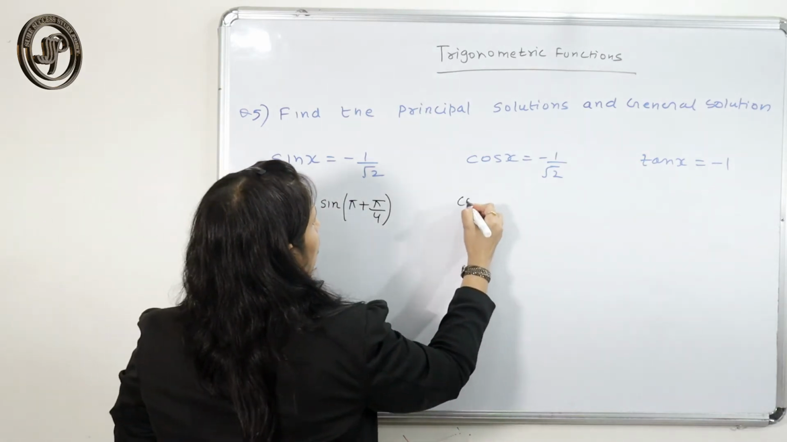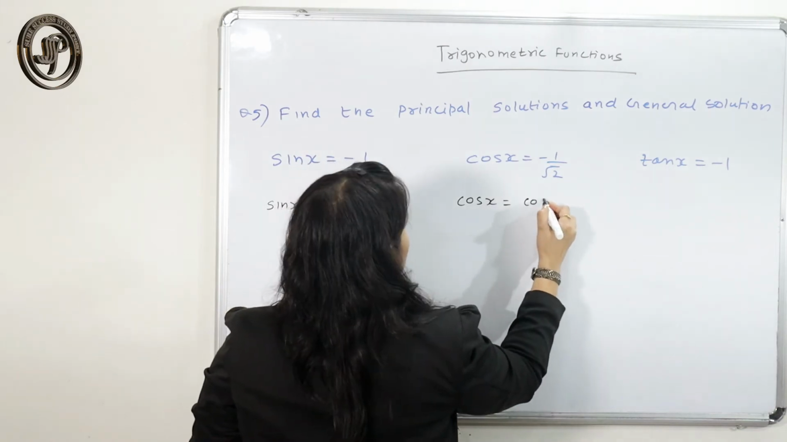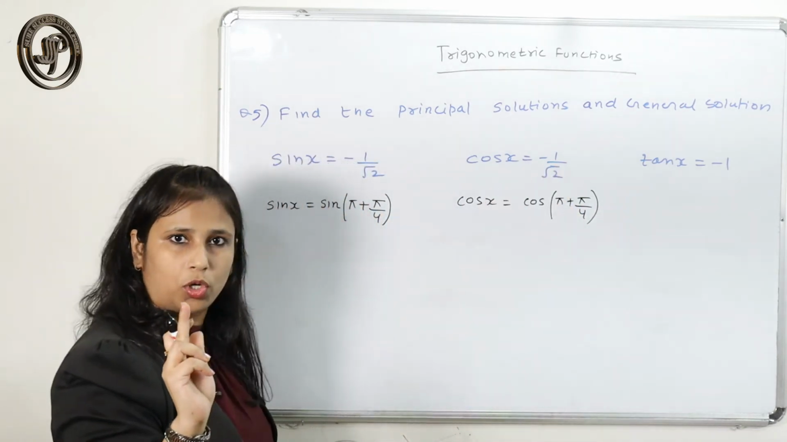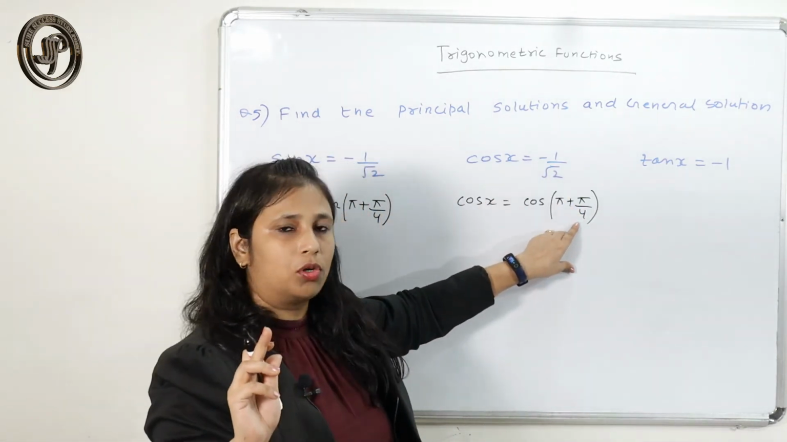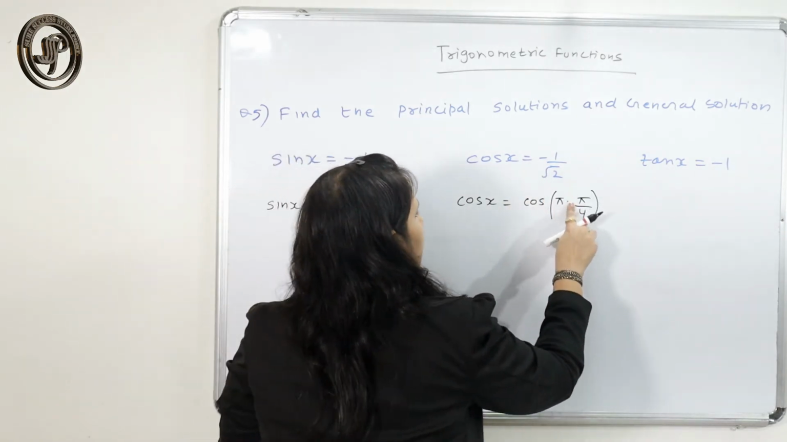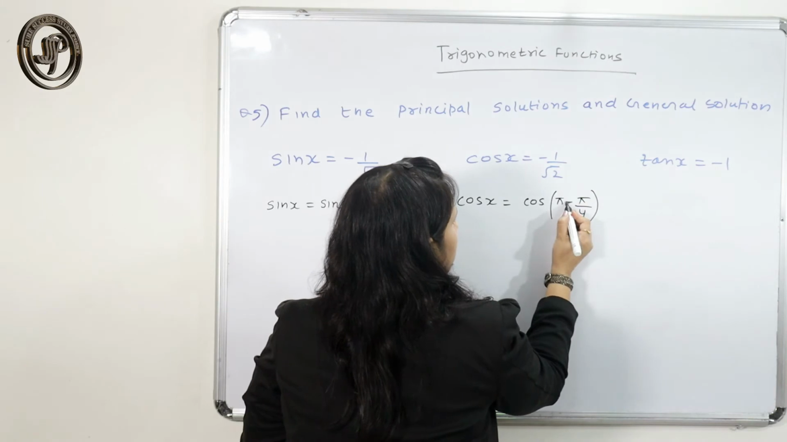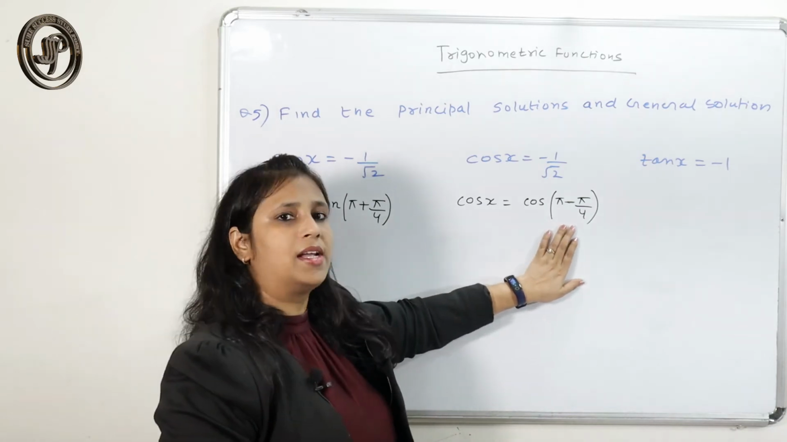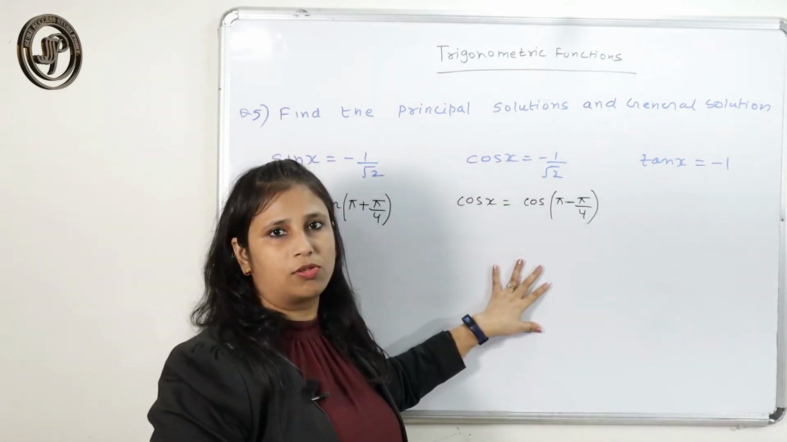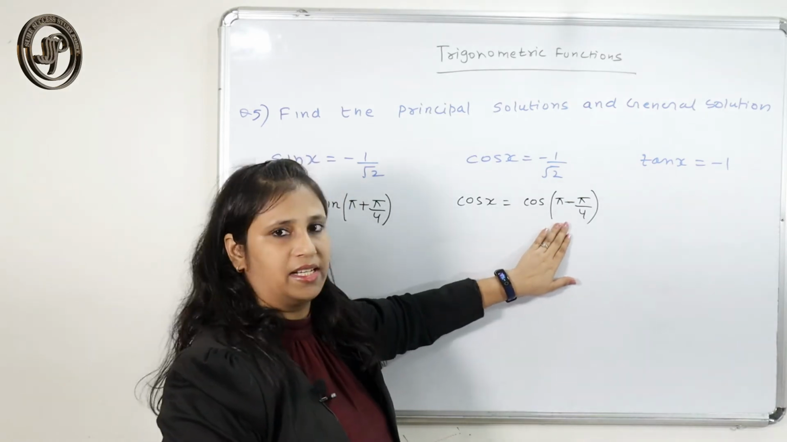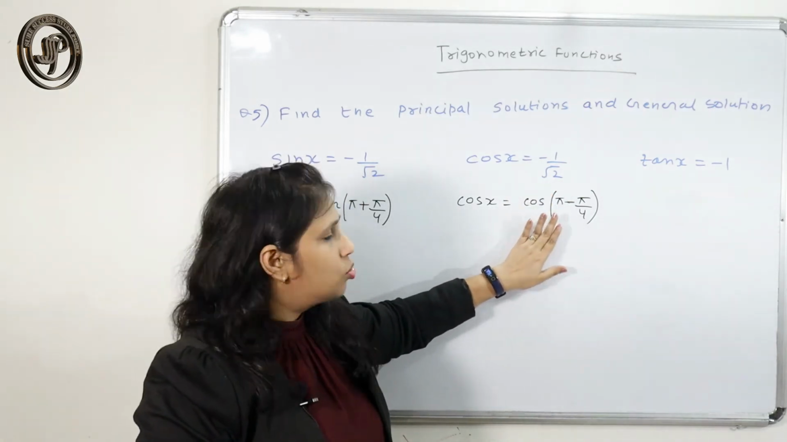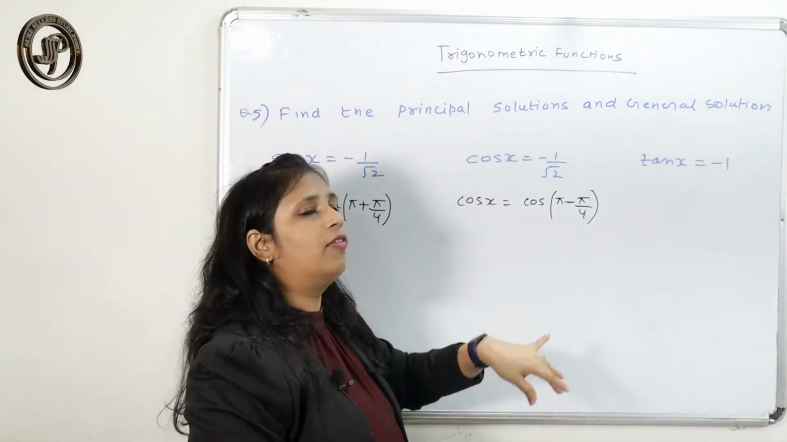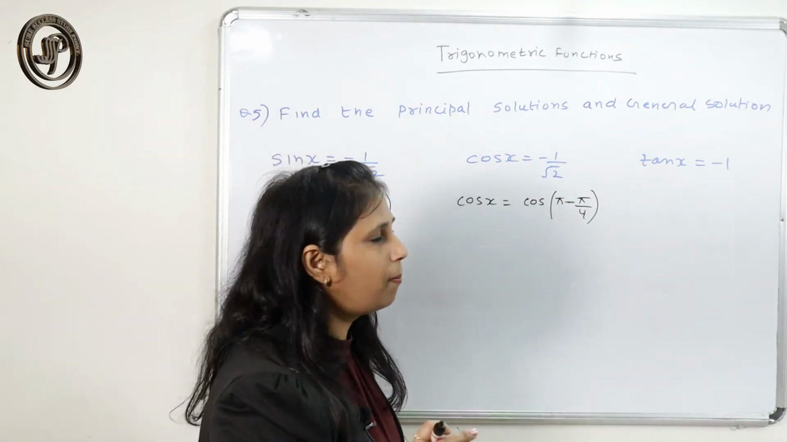If it is cos, here I will take pi plus pi by 4. At pi by 4, cos is 1 by root 2. But I can even take pi minus. I can take both, but you should prefer pi minus. If you take pi minus, cos will be negative. With pi plus also cos will be negative, but we just take pi minus here, then your cos is negative.